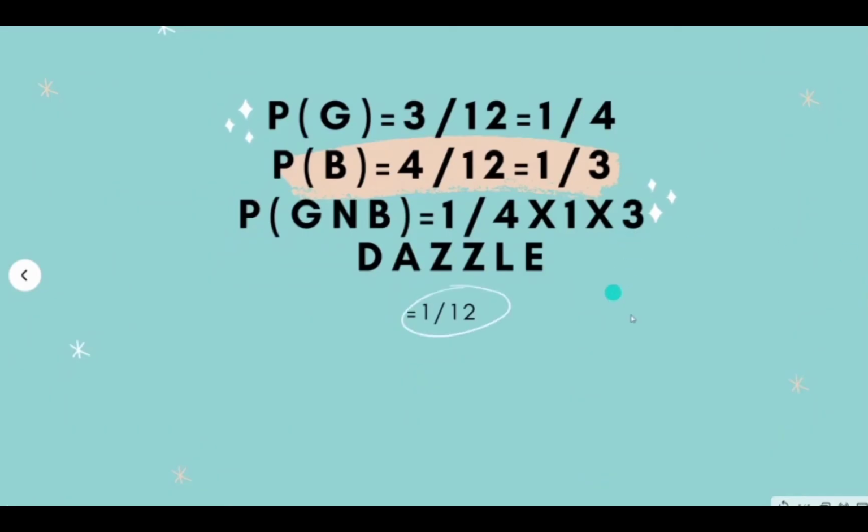So for the final case, if we had put the marble back in the bag, the probability of pulling out the green would still be 1 over 4. But the probability of pulling out the blue will now be 4 over 12, which can be reduced down to 1 over 3. Therefore, the probability of having pulled out a green and blue after replacing the green one would be equal to 1 over 4 times 1 over 3, which is equal to 1 over 12.